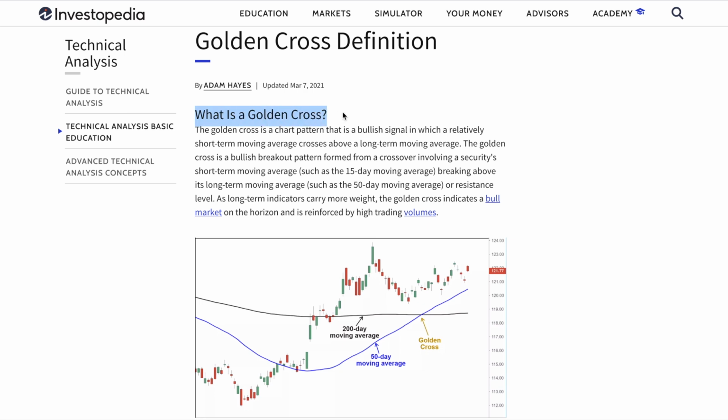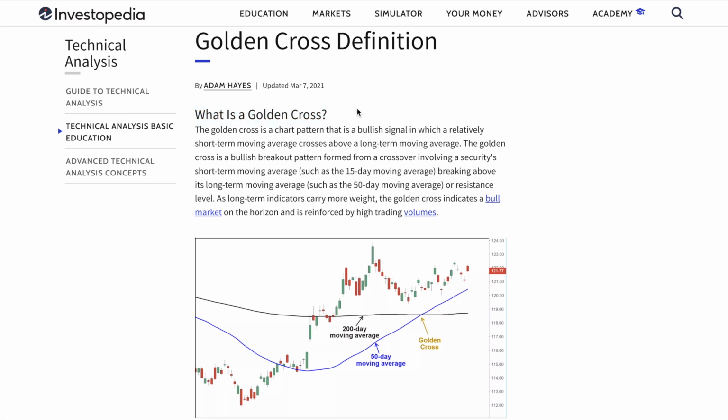A golden cross is a signal which uses two moving averages, a shorter moving average and a longer one. And the bullish signal, or the buy signal, comes when that shorter moving average crosses above the longer moving average. And here's what Investopedia says about this well-known golden cross. So what is the golden cross?